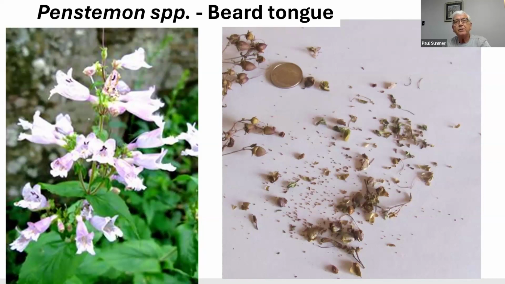The other thing, when processing beard tongue capsules: lay them out on a flat area, put down a paper and lay them out, and then take a rolling pin and roll over the capsules themselves to break them open to release the seed for you.